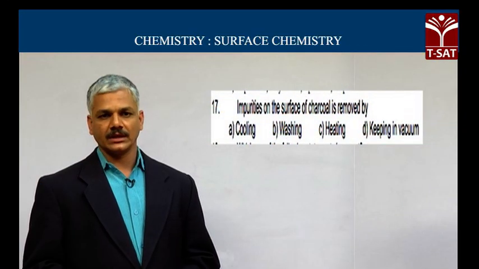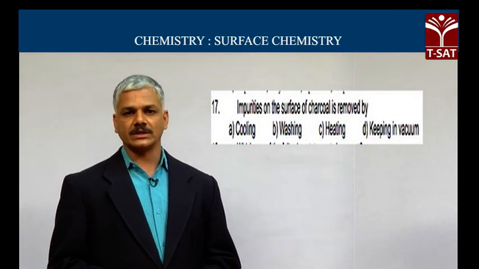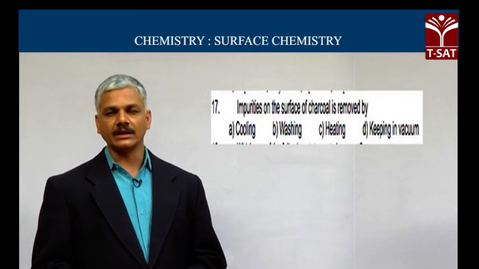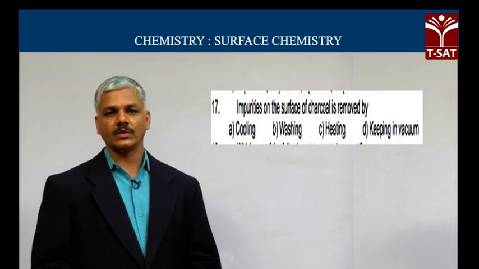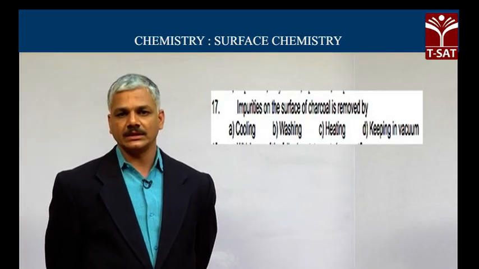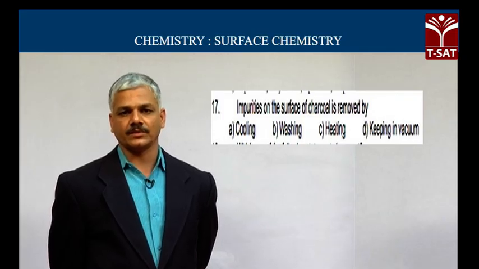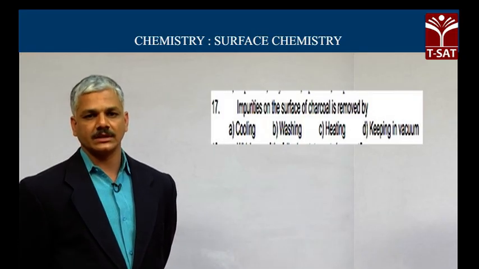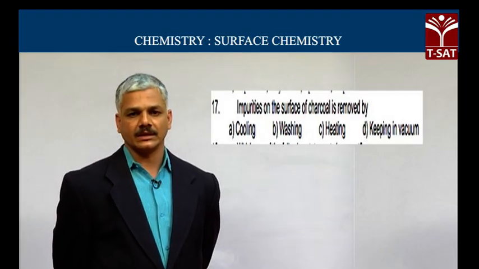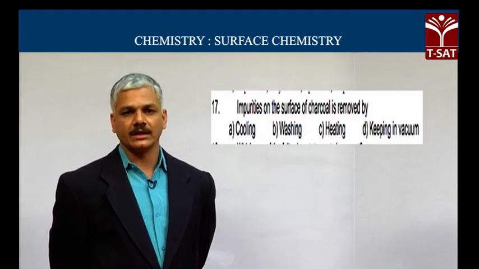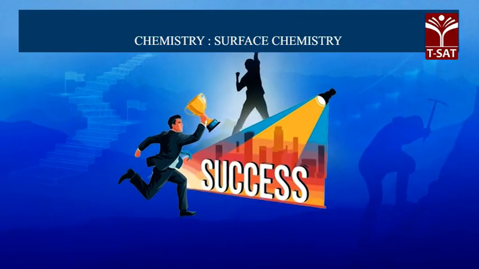17th question. Impurities on the surface of charcoal is removed by. Given options are A. Cooling, B. Washing, C. Heating, D. Keeping in vacuum. The correct option is C. By heating in vacuum, impurities on the surface of charcoal can be removed.